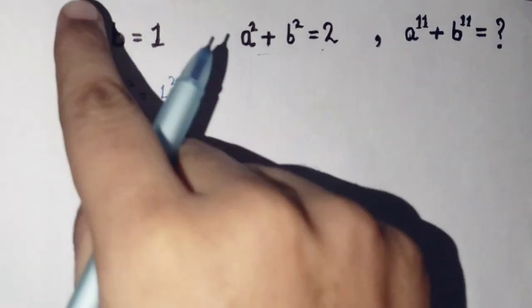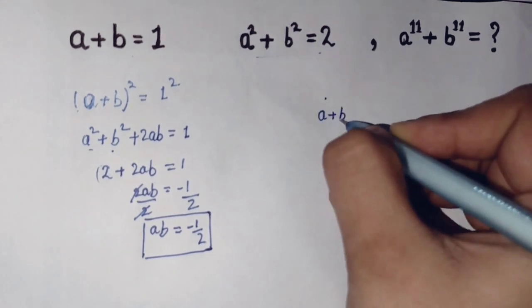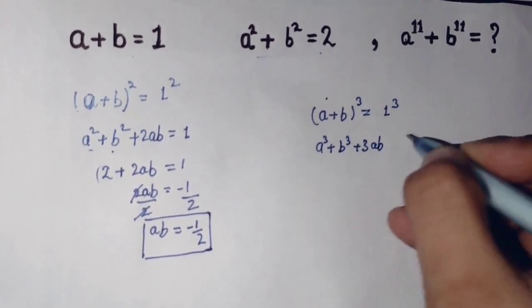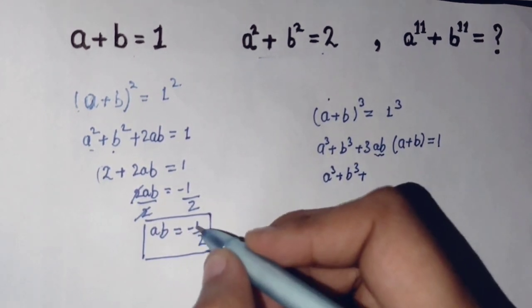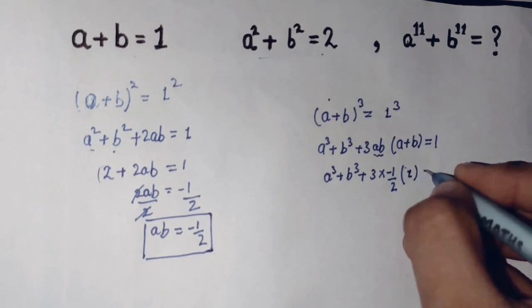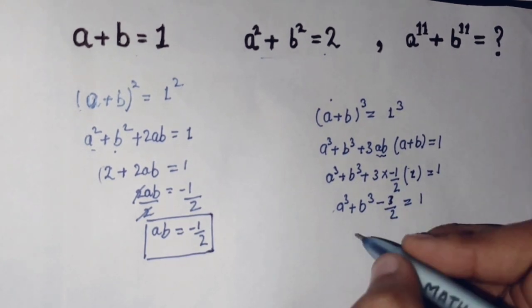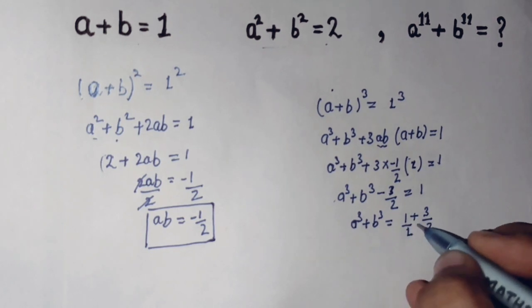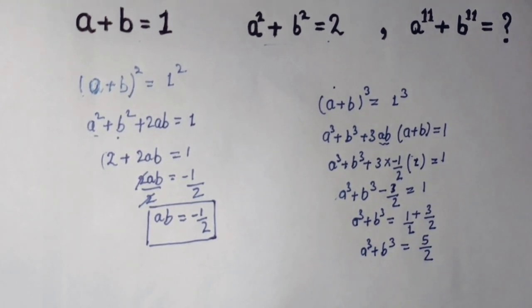These are very important for the slides below. Again, take this equation and cube both sides. So (a plus b) cube equal 1 cube. Cube expand, so a cube plus b cube plus 3ab times (a plus b) equal 1. a cube plus b cube plus 3 times ab, which we already found as minus 1 by 2. Put here a plus b given as 1, so a cube plus b cube minus 3 by 2 equal 1. Take minus 3 by 2 to the right side, so we get 1 plus 3 over 2, which added gives 5 by 2.